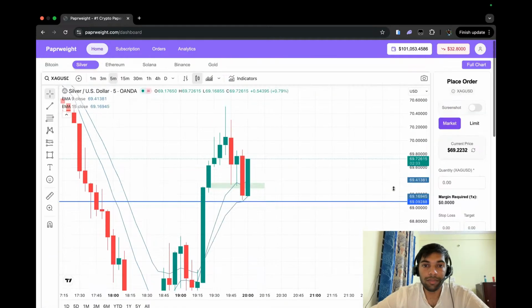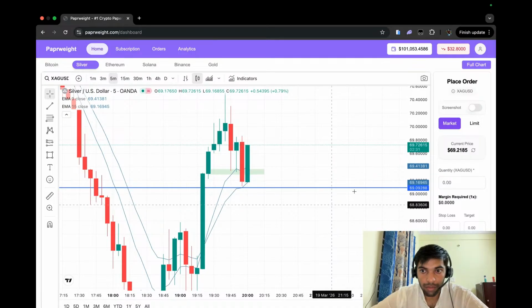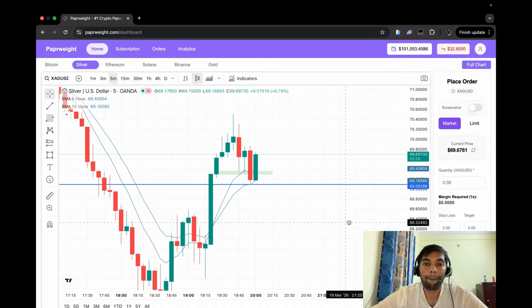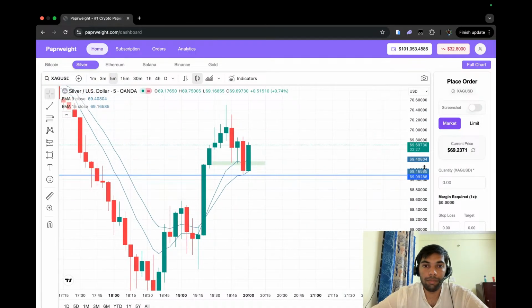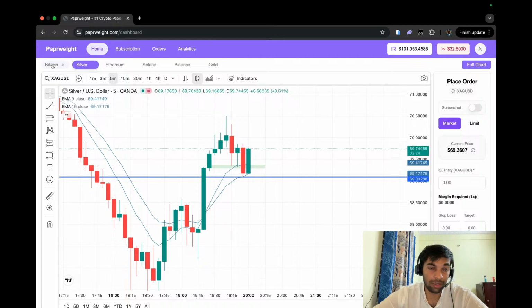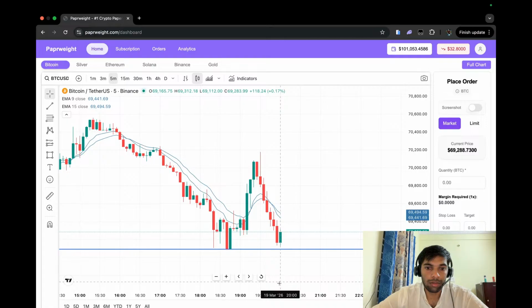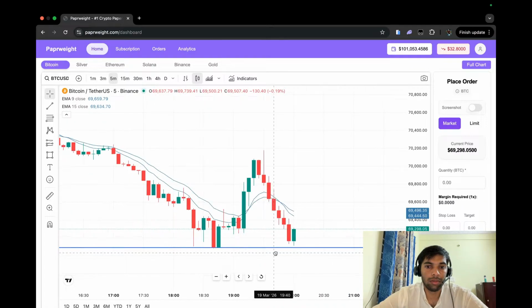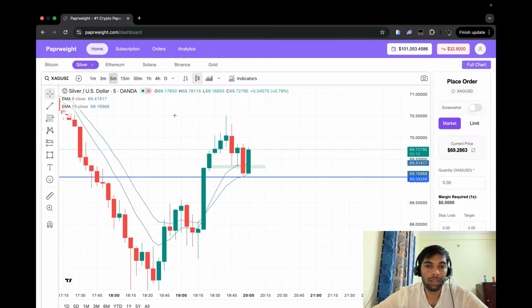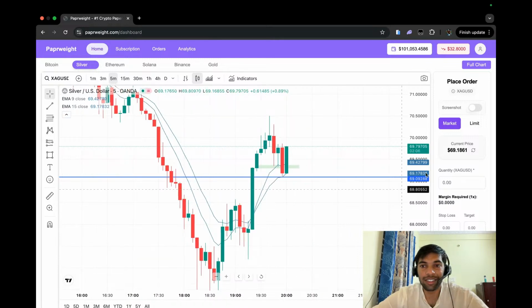All right. Happens. It happens. The market reached this buying zone in Bitcoin. In silver, it trapped us. Trapped us very beautifully, actually.